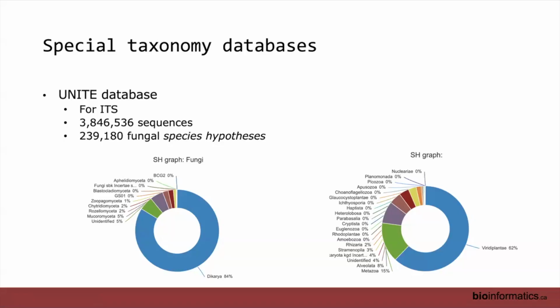I don't know a whole lot about fungal taxonomy, but this, I guess, is getting at the fact that they don't know as much about it as you do about the bacteria and archaea, and so this is how the taxonomists have chosen to deal with this. But within this, it's not only fungi, it's also other eukaryotes as well. And so this is their species hypothesis graph for fungi. You can see that most of them come into this classification, and similarly for the eukaryotes, most of them come into the Viridiplantae.